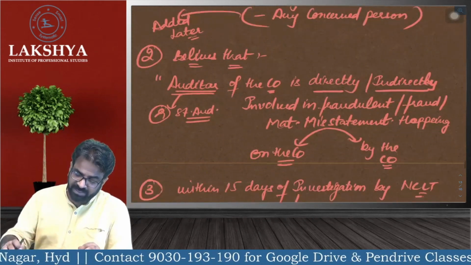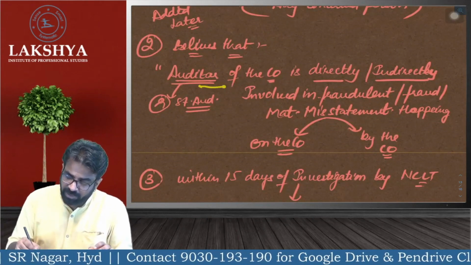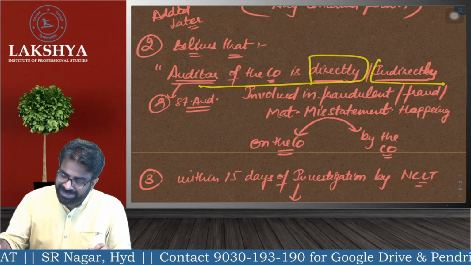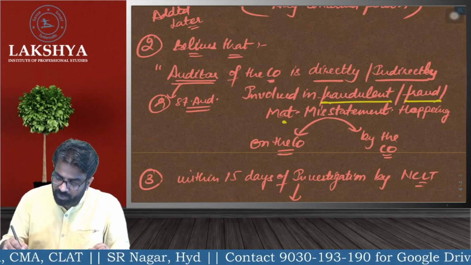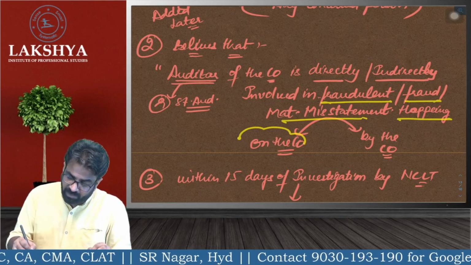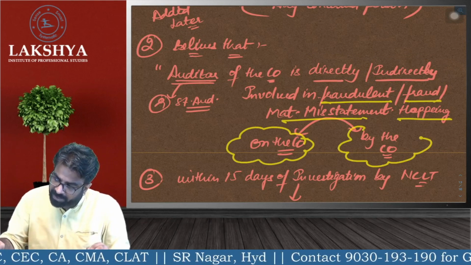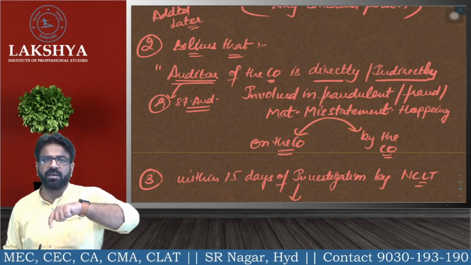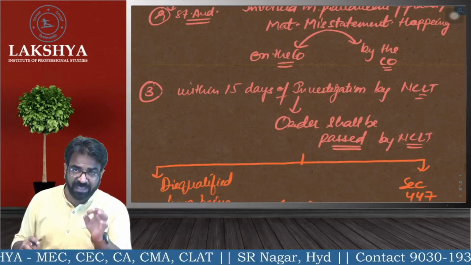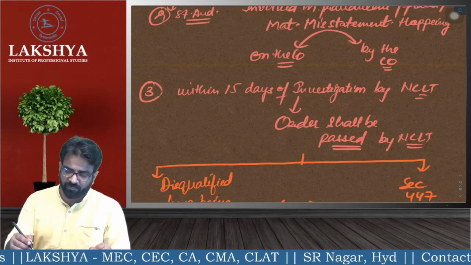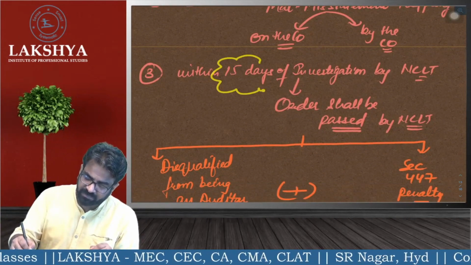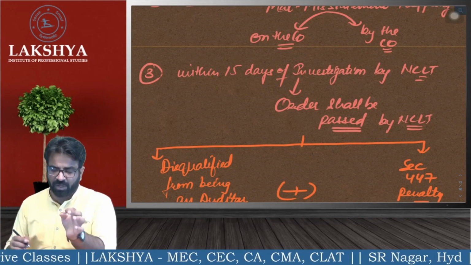What is the complaint? The complaint is, sir, we feel that the auditor of this company is directly or indirectly involved in fraud or material misstatements happening either on the company or by the company. And if the NCLT is satisfied that yes, the auditor is involved in that kind of fraud, within how many days? Within 15 days, the order will be passed.